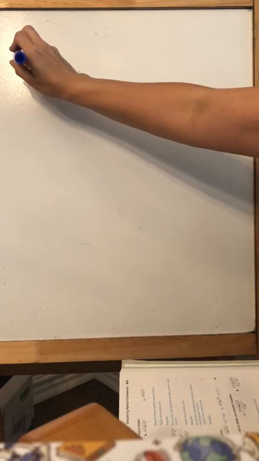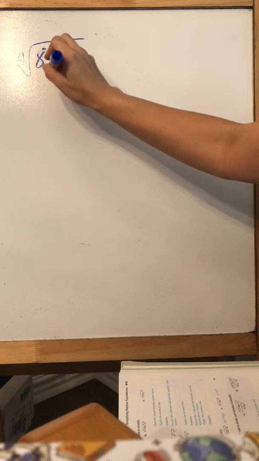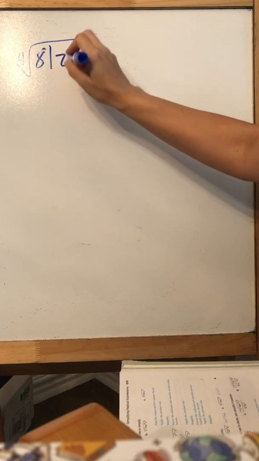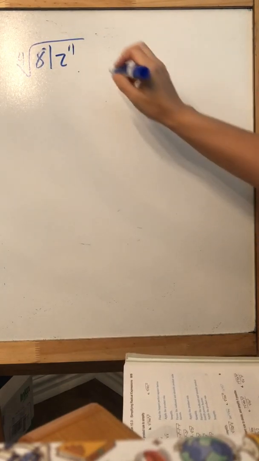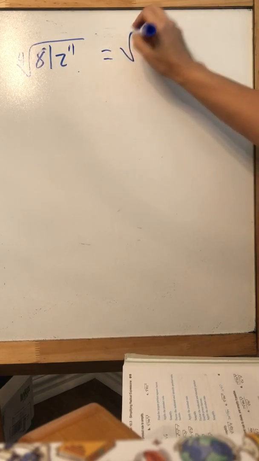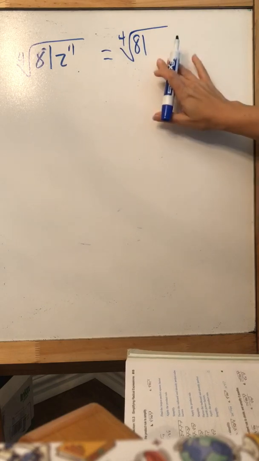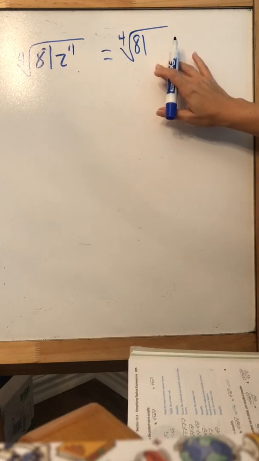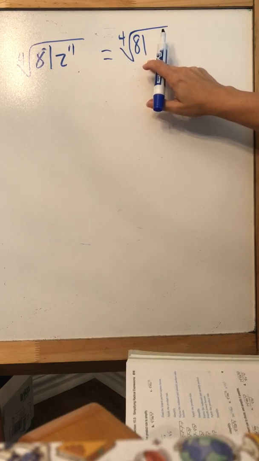Example C is fourth root of 81z to the 11th. Okay, so we're basically going to use the same process we did last time. All right, so we're going to have the fourth root of 81, which we know that 81 is a perfect fourth, 3 to the 4th, so we're going to leave that right there. We don't have to break it up at all.